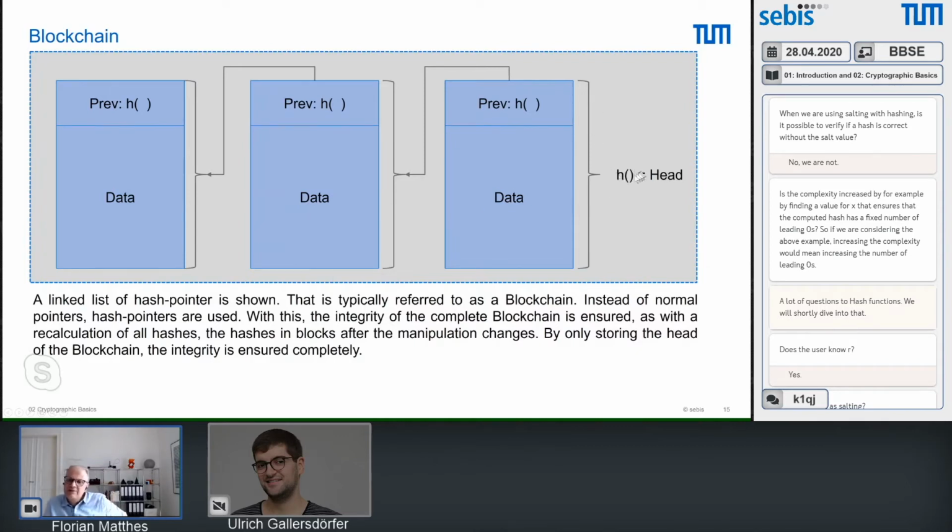And the nice part is, if anybody now looks at this hash value, it secures not only the validity and consistency of this, but also the consistency of this hash pointer.